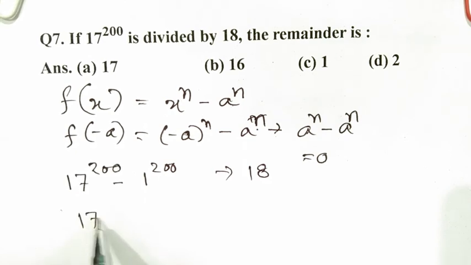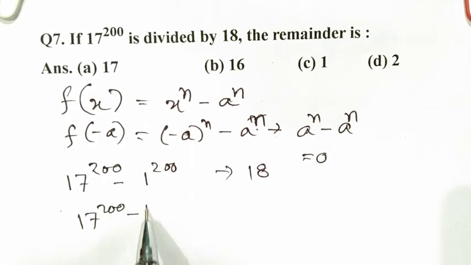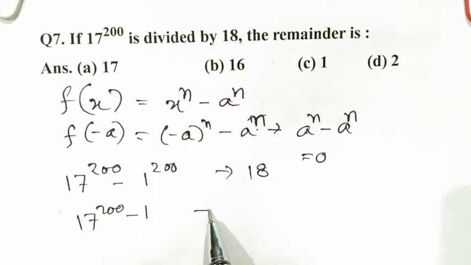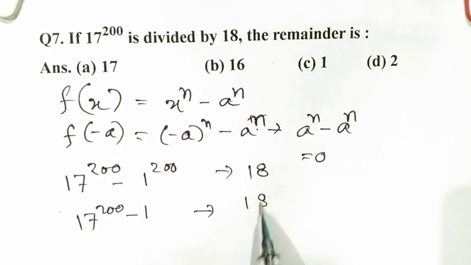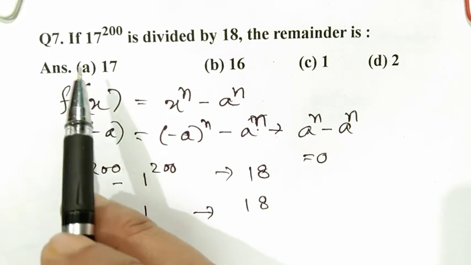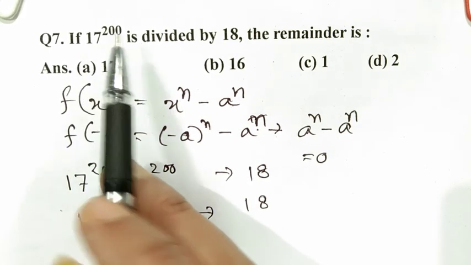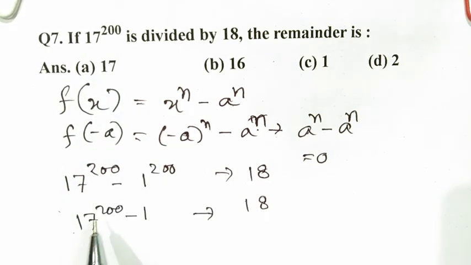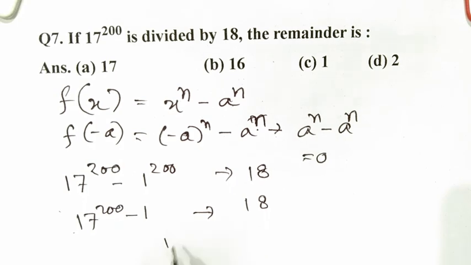Then 17 power 200 minus 1 is completely divisible by 18. Then the question is 17 power 200 when divided by 18, the remainder is only 1. Answer C.